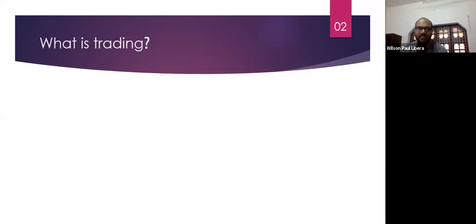So what is trading? Trading is anything where you buy something and you sell it, and what you are looking for is a profit. You buy something at a lower price and then you try to sell it for a higher price, and the difference of those prices is what you are looking for through a trading activity.